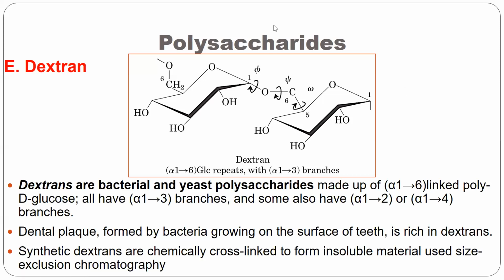Okay, another kind of polysaccharide is dextran. Dextrans are usually bacterial and yeast polysaccharides, so that's their source. It's made up of alpha-1,4... You have here alpha, it's down, and carbon 6, not 4. Carbon 6, so alpha-1,6 glycosidic bond, and for the glucose: down, down, up, down, down, up, down.